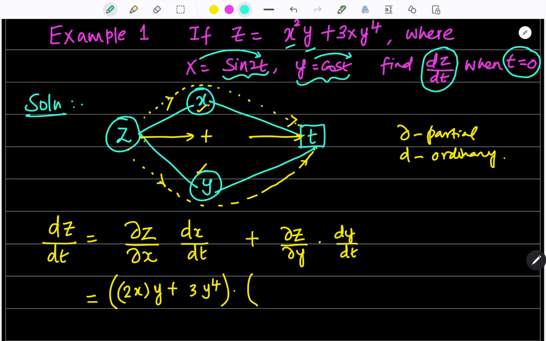So what's your dx by dt? You're going to differentiate this x with respect to t. Sine 2t derivative is what? Cosine 2t multiplied by 2. Right, this is finished. And then plus, okay, dou z by dou y.